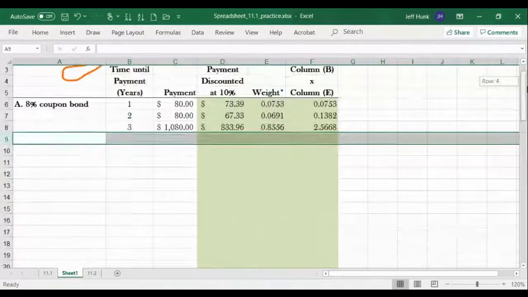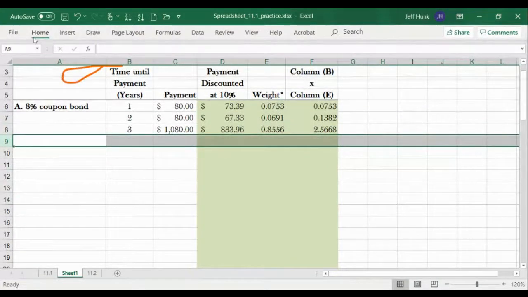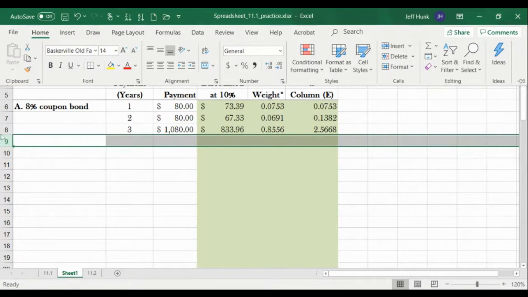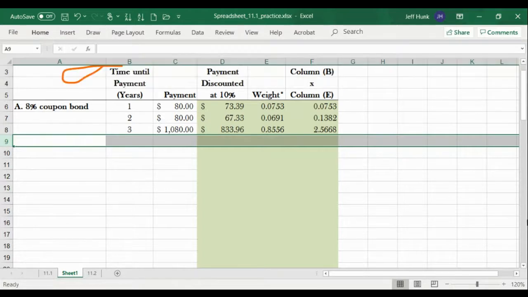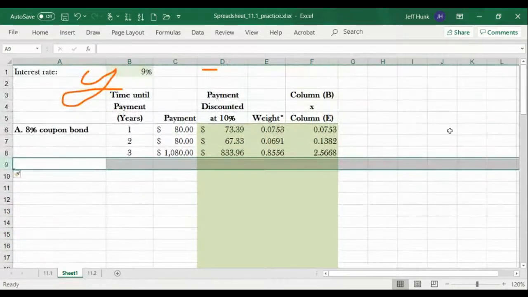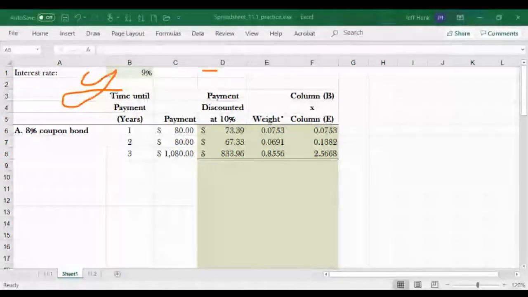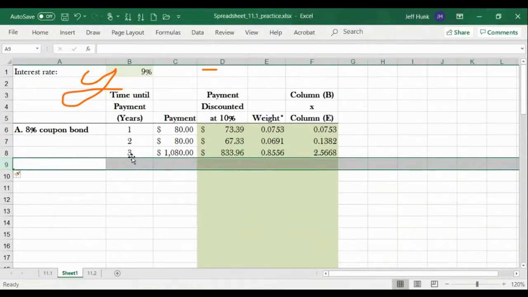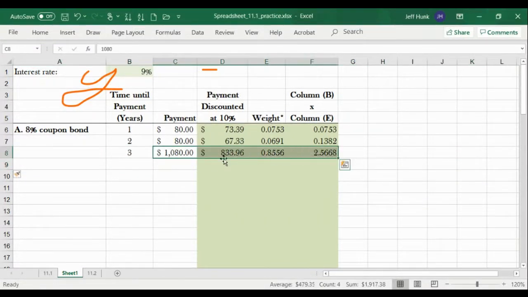But I inserted rows. If you select one single row, and then insert, do it like 30 times, and then we will have, so currently, the coupon rate is 8%, so it's the same thing, and I will need to move this all the way down.